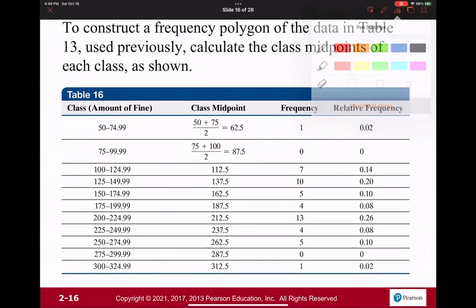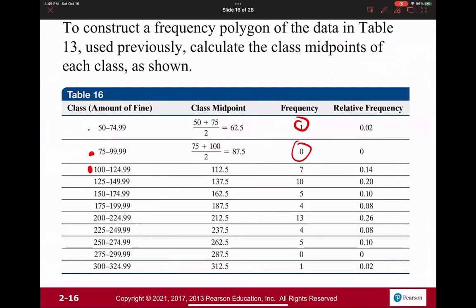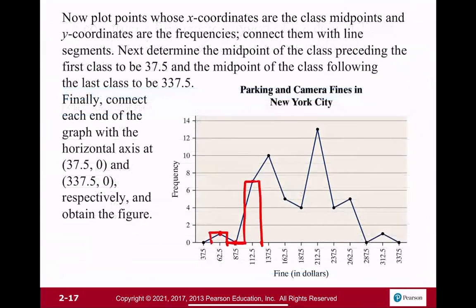So clearing that. Between these two values here, it was 1. Between these two values here, we had 0. Between these two values here, we had 7. And that's how we constructed these values over here. So 7 between those two values, 7 between 125 and 150. We had these two values right here. So we continue that on.